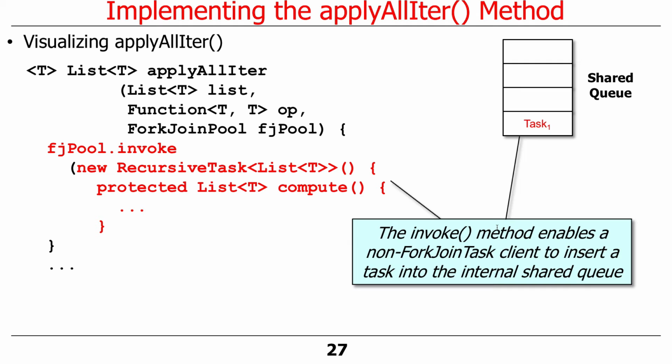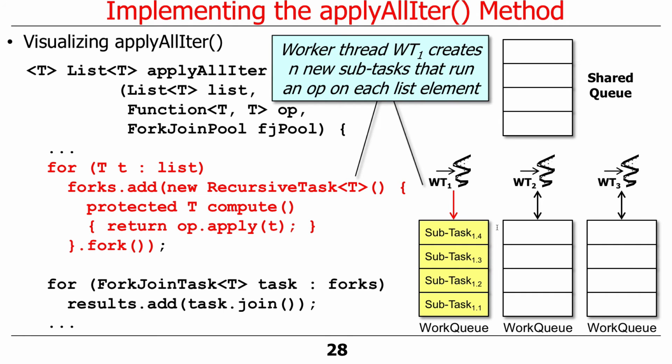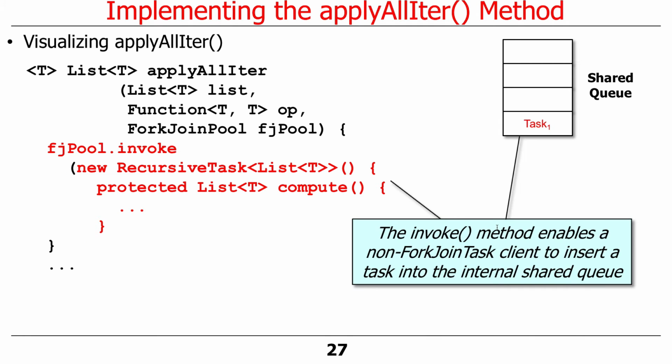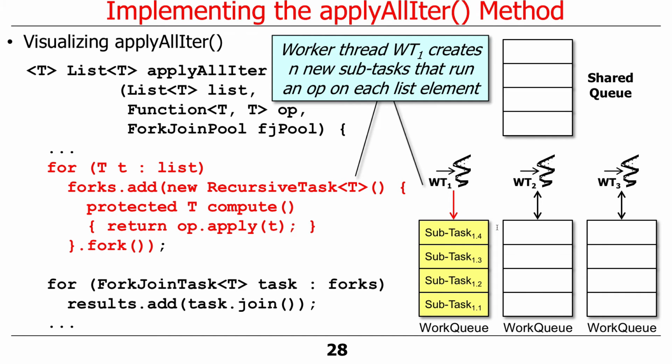So the invoke call is just how we get ourselves into the fork join framework. Notice how we have a fork join pool, we say fork join pool invoke, and we have to give it something to start with. So what we do is we give it an anonymous task, and that anonymous task is stuck into the shared queue. And then what'll happen is that the fork join framework will start to run, and that will cause one of the worker threads in the fork join framework to execute the compute method.